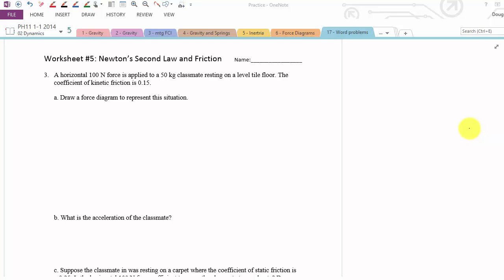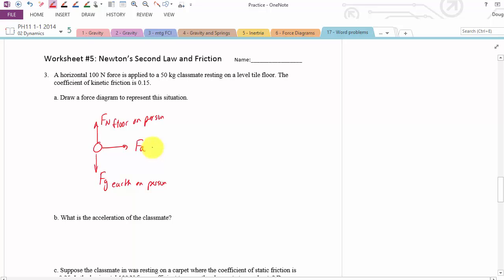All right. So we have a classmate resting on a level tile floor, and there's a force being applied to that person. So the forces are: normal force, floor on person; gravity, Earth on person; and the force applied, which I'll just call push on person. That's equal to 100 newtons.